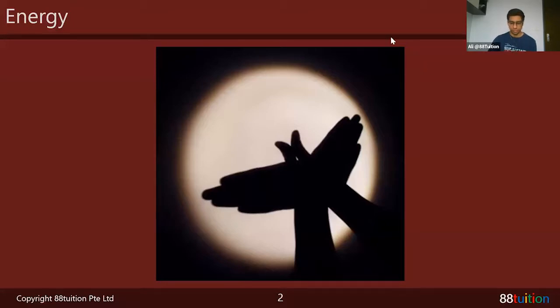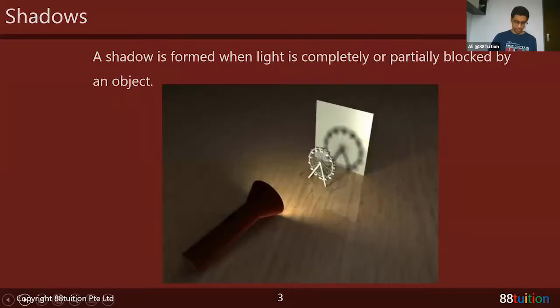Okay. Let's do something interesting before we carry on. How many of you know how to do shadows like this? Not me, I cannot do the shadow. Okay, I'm actually seeing your chats. Not me, not me.